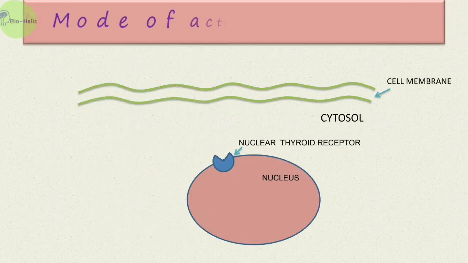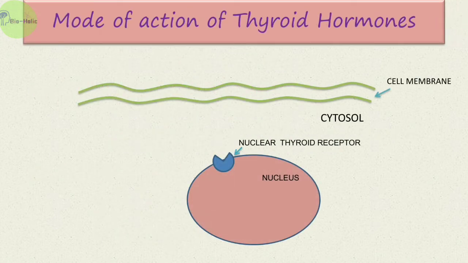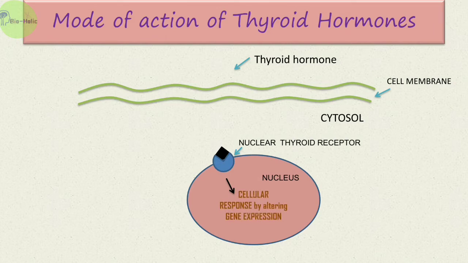The thyroid hormone is lipophilic in nature, thus it can directly enter the cytosol and bind to the receptor present in the nucleus. The cellular response occurs due to the alteration of gene expression.